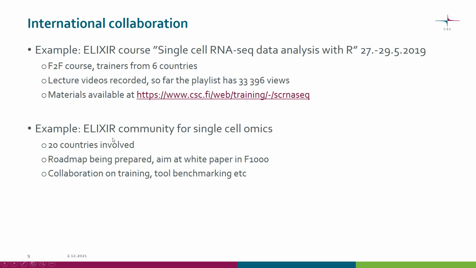Otherwise, there's another example. So, the Elixir community for single cell omics that we are now in the process of setting up. There are roughly 20 countries involved. We are in the process of preparing the roadmap, which hopefully will be published as a white paper. And there will be heavy emphasis on collaboration, on training, in addition to other things like tool benchmarking, etc.